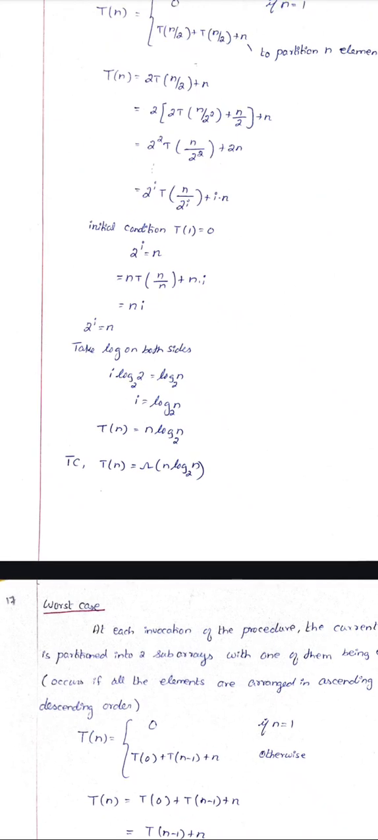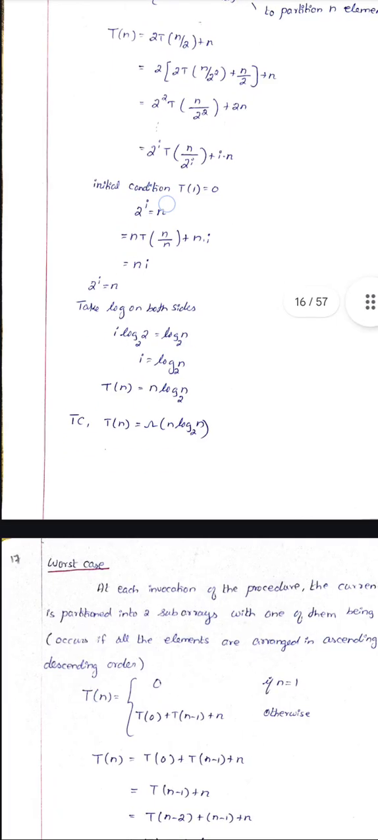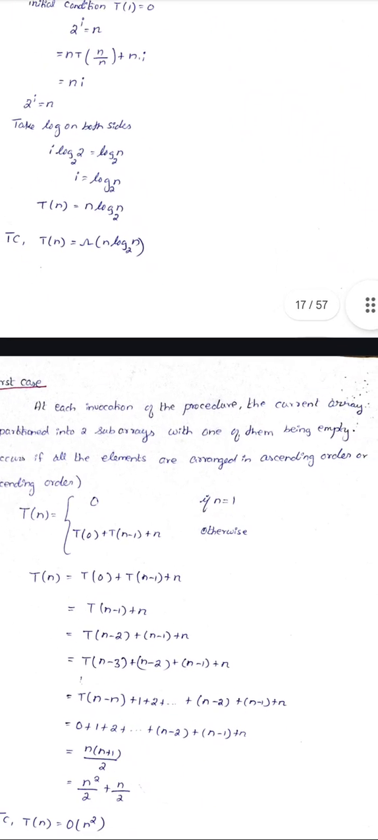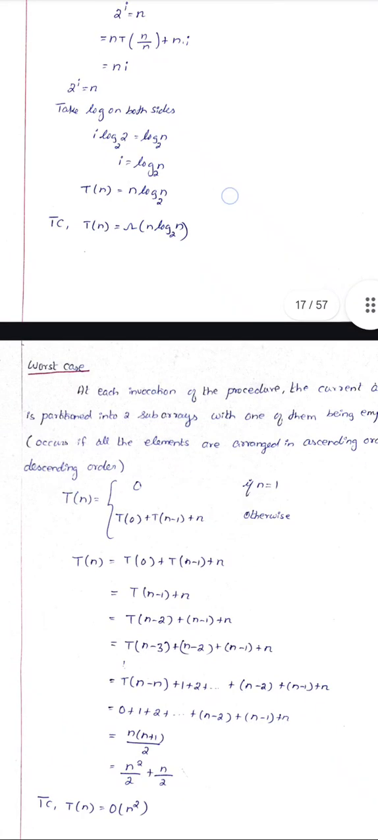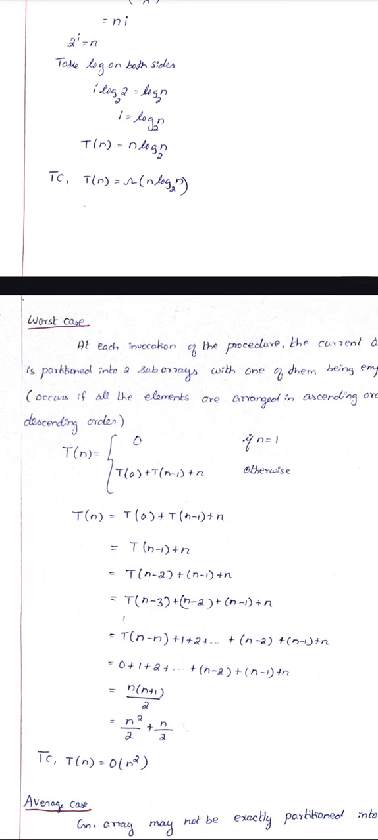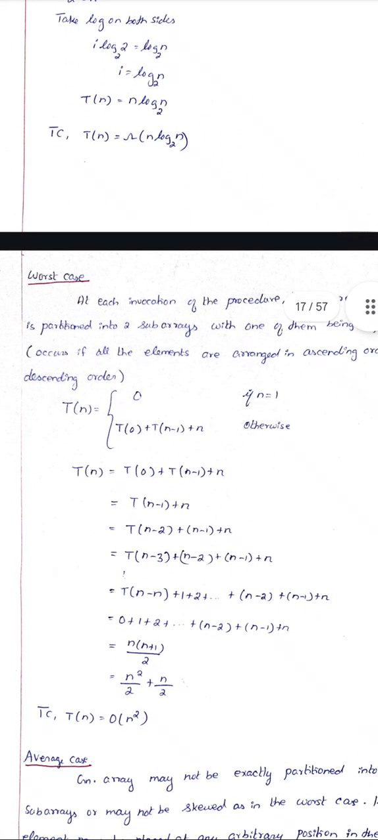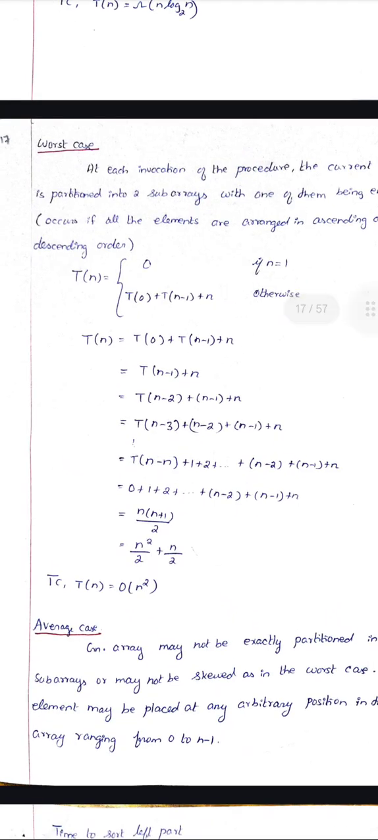Let us make 2 power i equals n. Take log on both the sides: i log 2 to the base 2 equals log n to the base 2, so i equals log n. T of n is n log n, omega of n log n to the base 2.